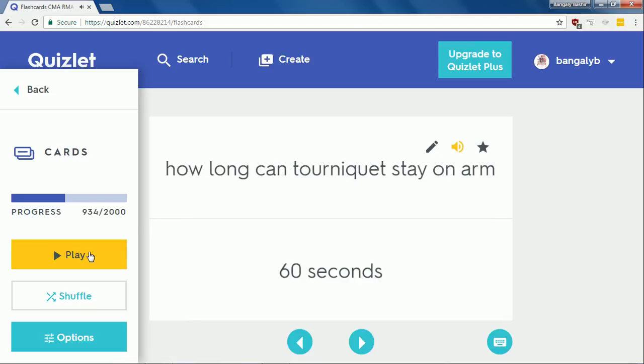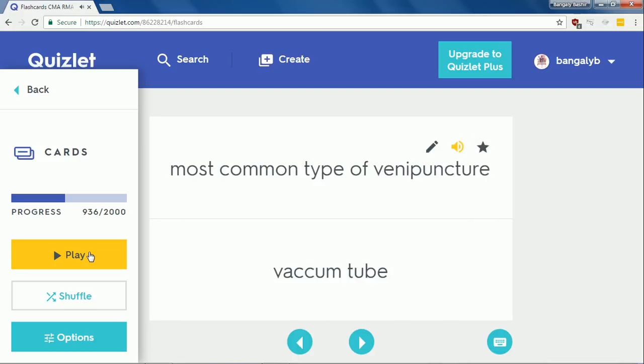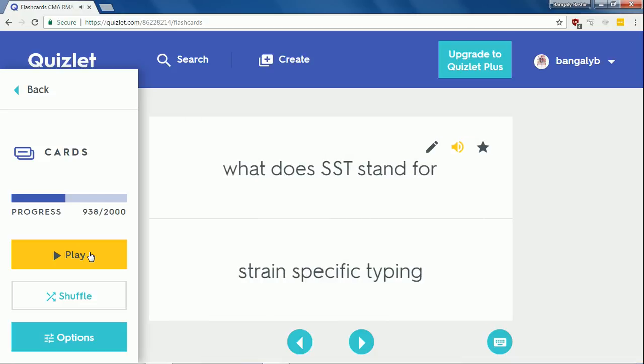How long can tourniquet stay on arm? 60 seconds. Which tubes contain anticoagulants? Light blue, lavender and green. Most common type of venipuncture. Vacuum tube. Where are red blood cells produced? Bone marrow. What does SST stand for? Strain specific typing.